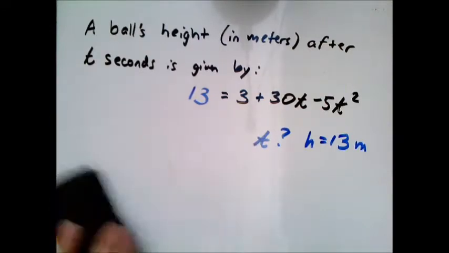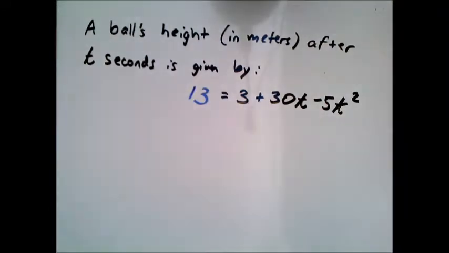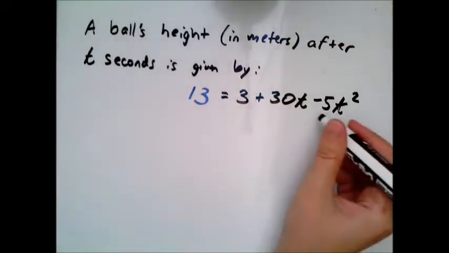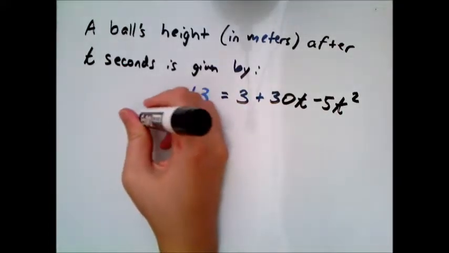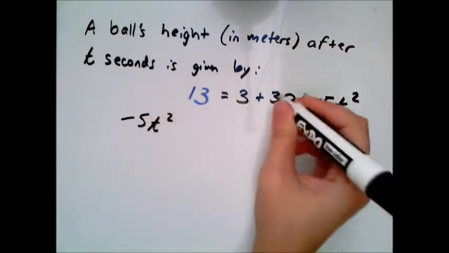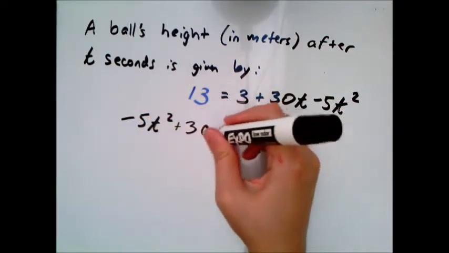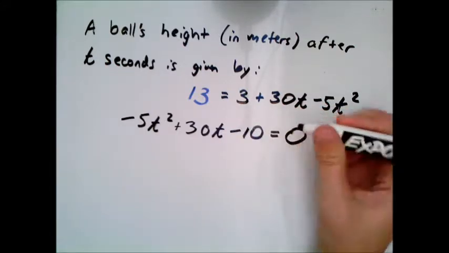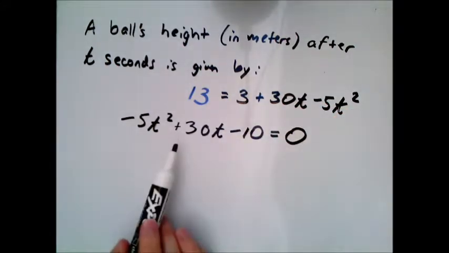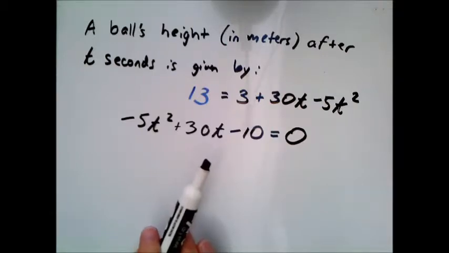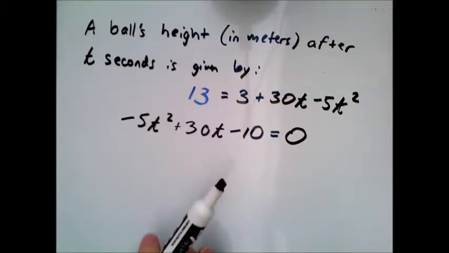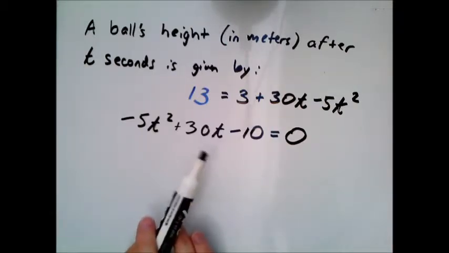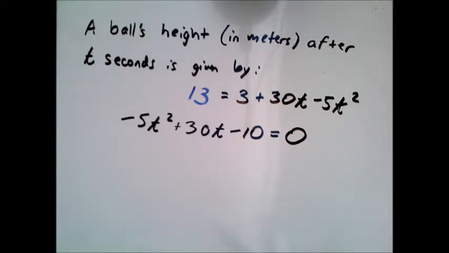All right, so what can we try? We're trying to solve this. Well, no matter what we try, we want it to be equal to 0, and usually I like it if our terms are in order. So we have negative 5t squared plus 30t, and subtract 13 from both sides, so I get negative 13. This doesn't look easy to factor. In fact, I can tell from the title of this section that it's going to be an irrational answer, which means it doesn't factor nicely. So this would be a good one for the quadratic formula.